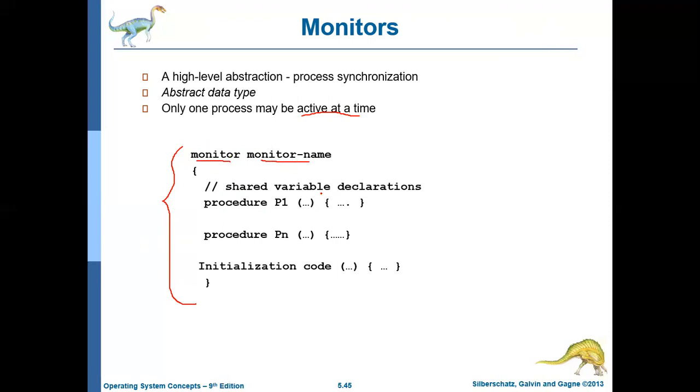And then here come the shared variables. Whatever shared variables will be used by the processes that want to use this monitor will all be declared here. And what are the procedures connected with this monitor? All those procedures will come here. And what is the initialization code? So this is how the monitor is defined.